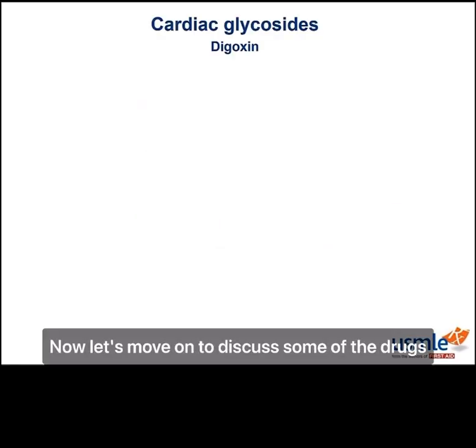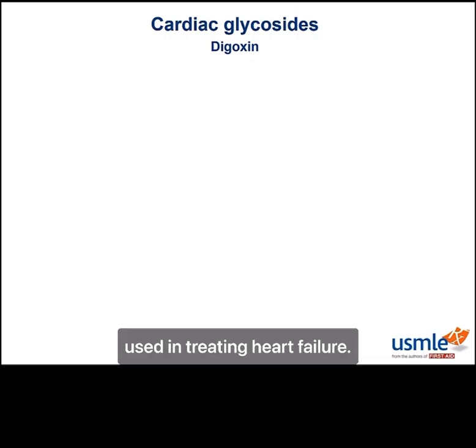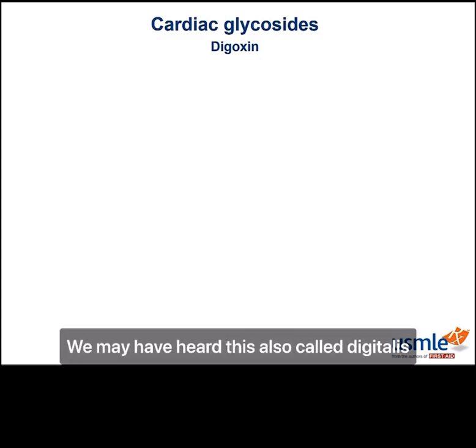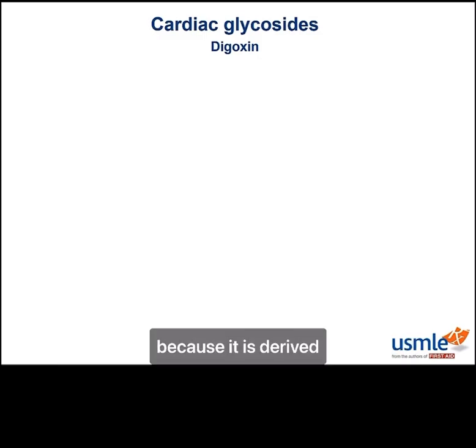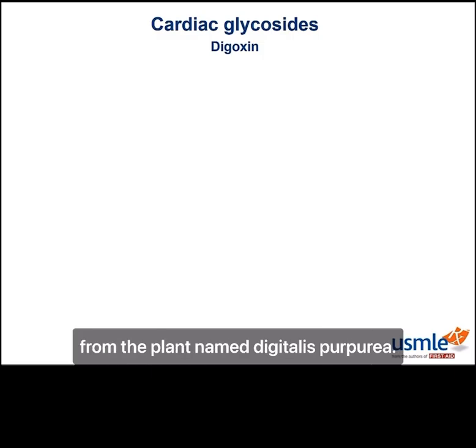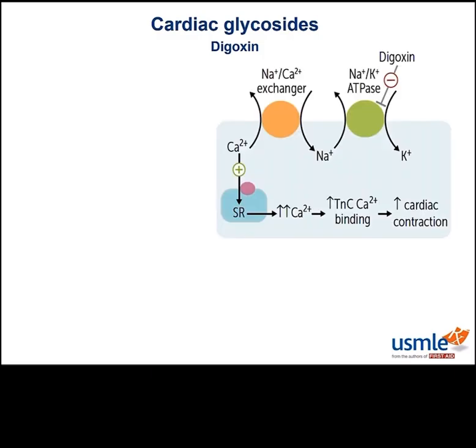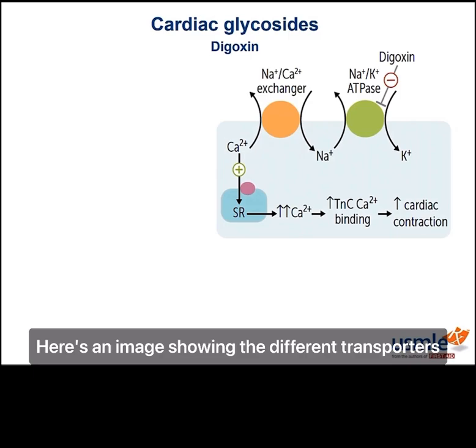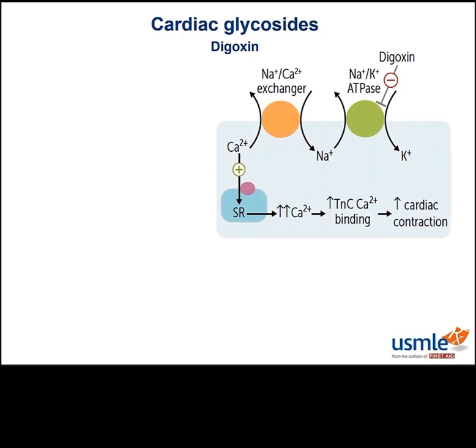Now let's move on to discuss some of the drugs used in treating heart failure. The first group we will talk about are the cardiac glycosides. You may have heard this also called digitalis because it is derived from the plant named Digitalis purpurea. Here's an image showing the different transporters on the sarcolemma membrane of our cardiomyocyte.